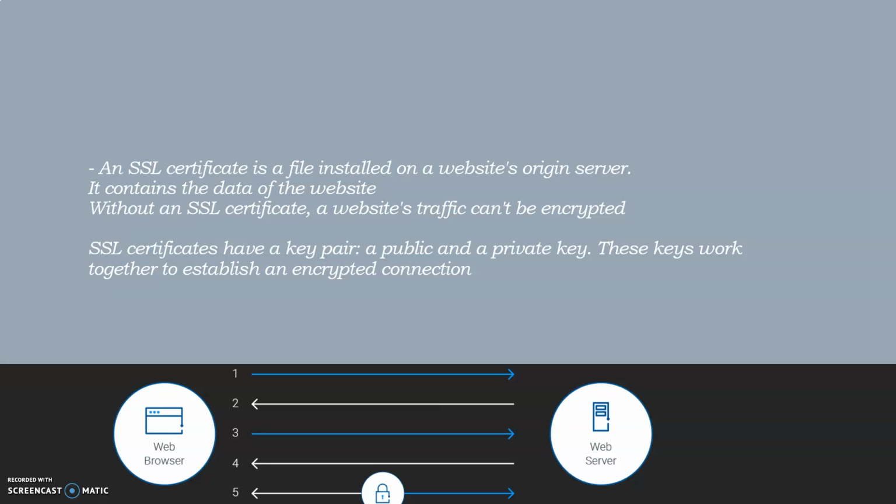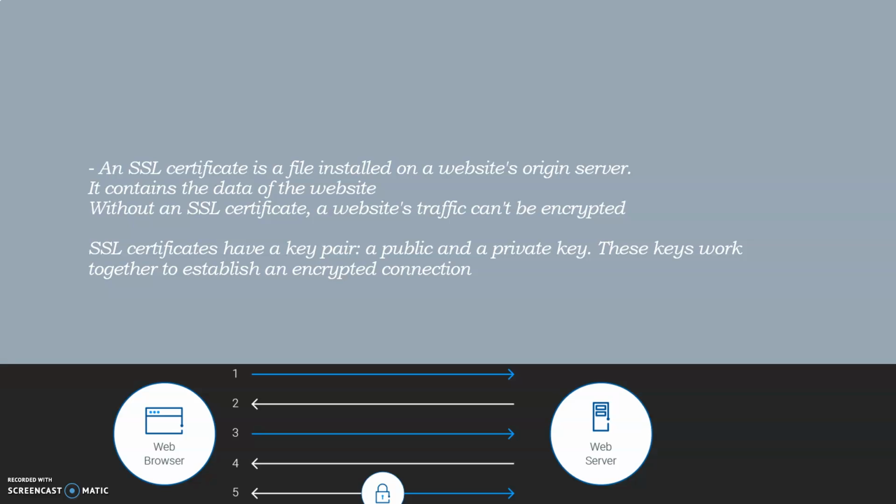The first thing we're going to look at is how a certificate works and what a certificate is about. An SSL certificate is a file installed on a website's origin server. It contains the data of the website and the owner's contact information, like emails and location. Without a certificate, a website's traffic cannot be encrypted, so all websites will normally have a certificate to encrypt their data.